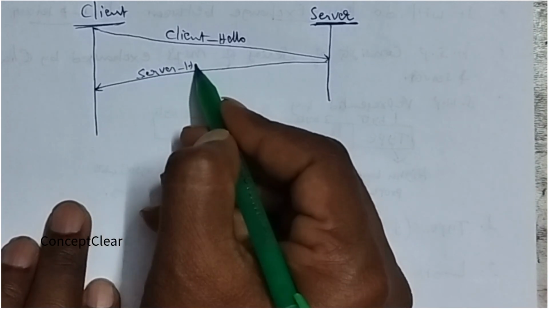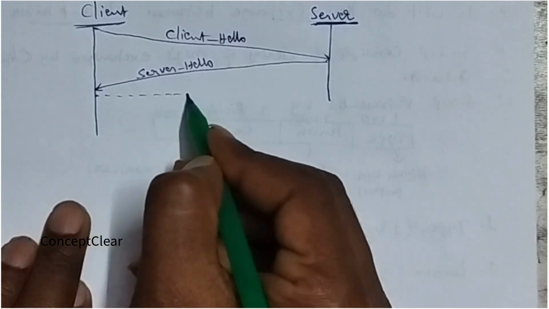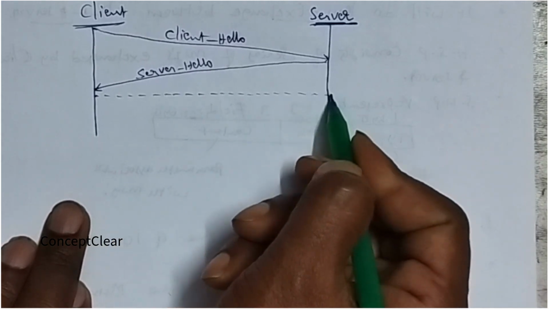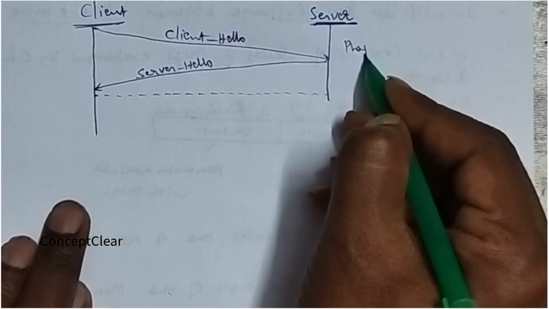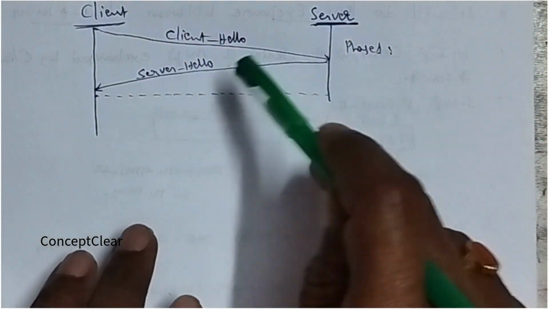Up to this section is called phase 1. What is phase 1 here? All the security capabilities, including protocol versions, session ID, and cipher suites, are involved up to phase 1. This is the first phase.